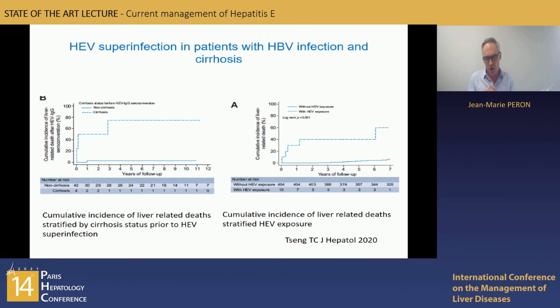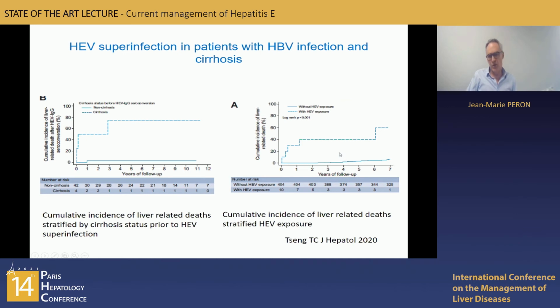And this is one of the more recent papers from Taiwan, very interesting paper studying the risk of HEV superinfection in patients with HBV cirrhosis. And if you look at these patients, this is the risk of HEV superinfection in patients with cirrhosis compared to patients without cirrhosis. And the top line is the cumulative incidence of liver-related deaths. So HEV superinfection augments the risk of death.